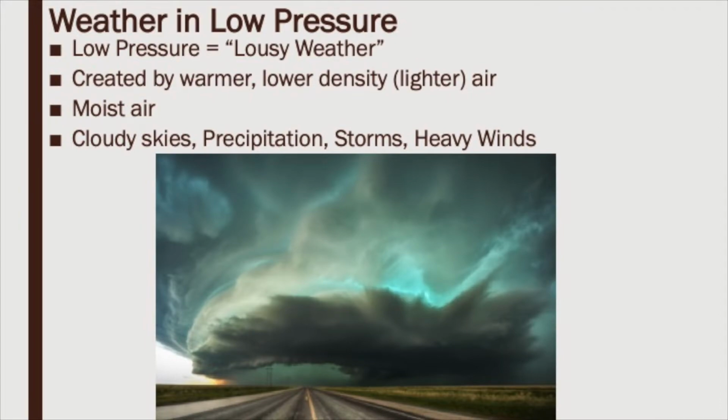However, in a low pressure system, we tend to get what we call lousy weather. It's created by the warmer, lower density, lighter air. The air is going to be more moist. We're going to get cloudy skies, precipitation, storms, heavy winds. So low pressure, lousy weather, high pressure, happy weather.